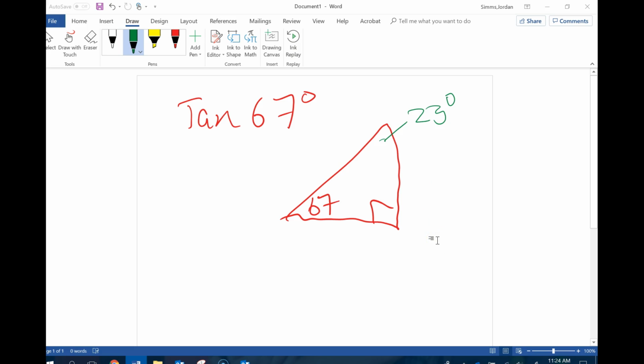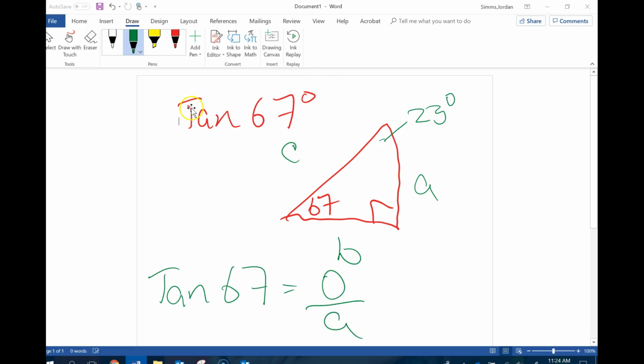And if we throw in some made up values, let's say this is our A side, this is our B, and this is C, our hypotenuse. Well, the tan of 67 equals the opposite over the adjacent. So with respect to this angle right here, the opposite is A and the adjacent is B. So that's cool.